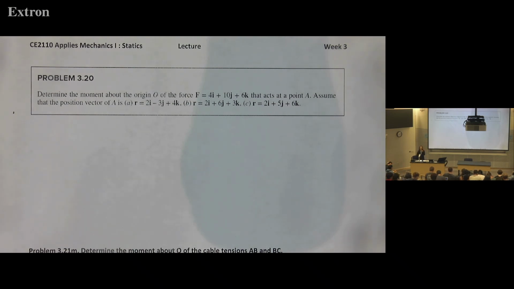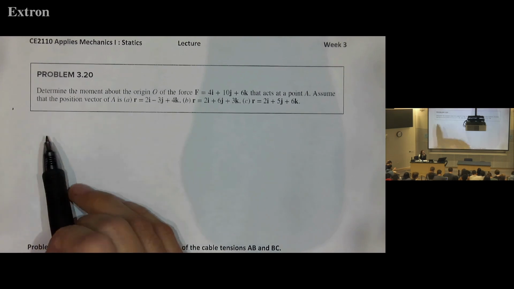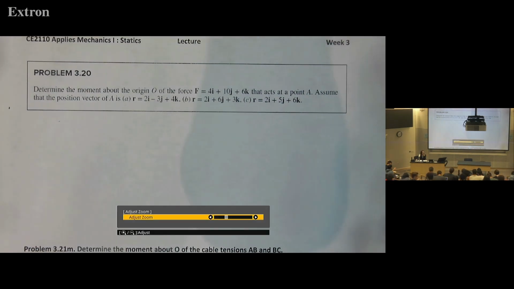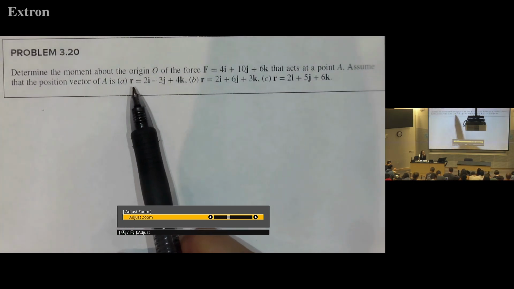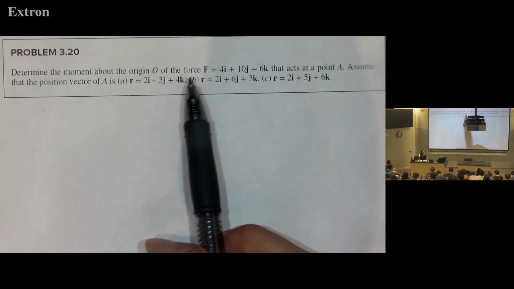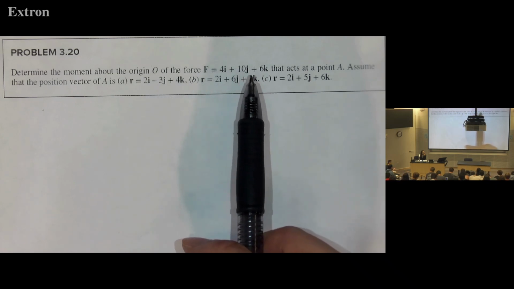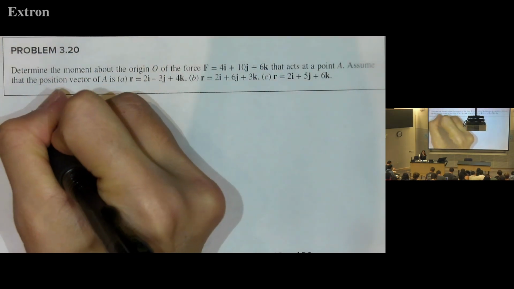So this problem is cross product, right? And the force vector is given, and position vectors are changing, right? And then let's try 1 with everyone, and then 2 at home, and I'll give you the answer for the other 2. So which one do you want to solve with me, A, B, or C? Oh, okay. So let's try A. So for A, position vector R is 2i minus 3j plus 4k, and then F is 4i plus 10j plus 6k.